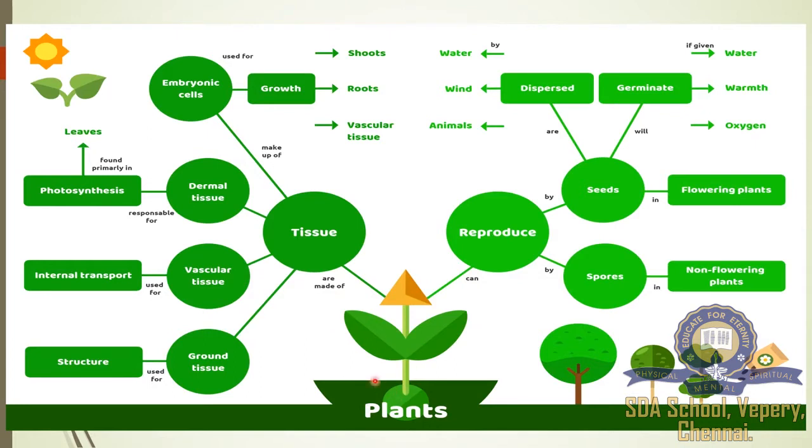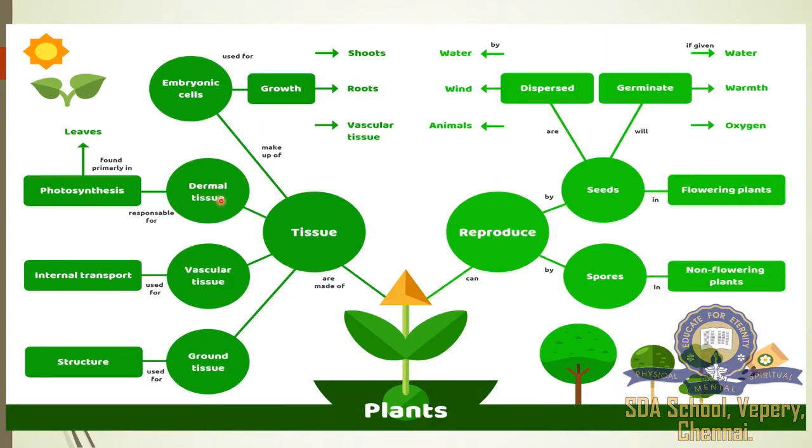Here you have a flow chart for this lesson. So what are the things we are going to study about the plants in this lesson? First, plants. Plants are made up of tissues. In these tissues we have three types: dermal tissue, vascular tissue and ground tissue. All these tissues are made up of embryonic cells. These embryonic cells help to grow the plants, either the shoot system, root system or vascular tissue.